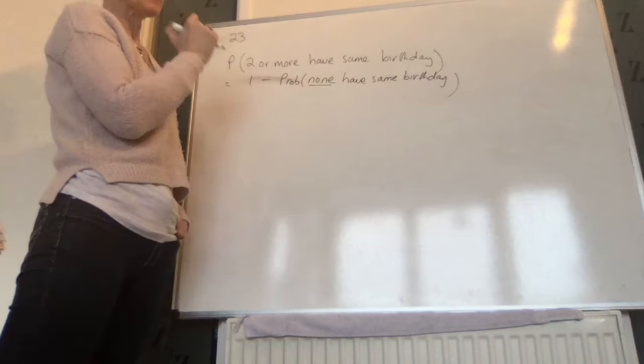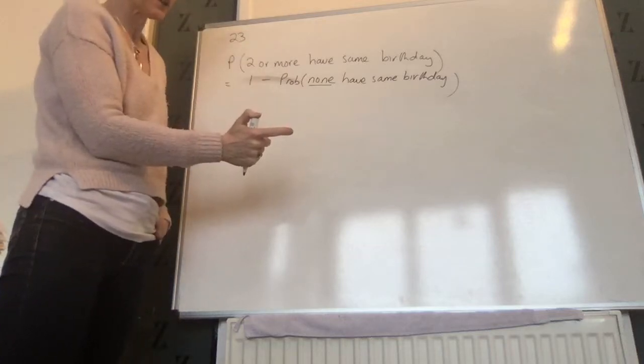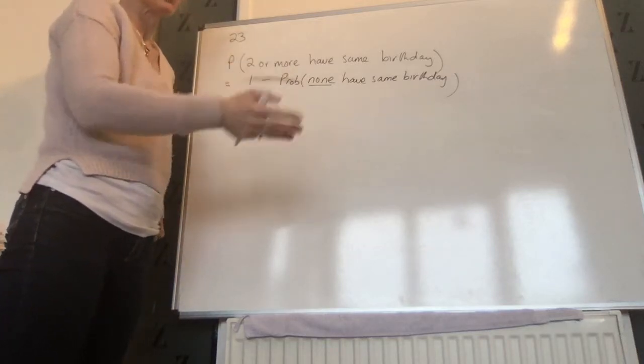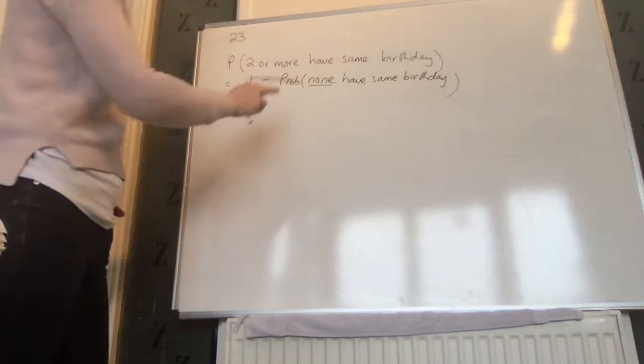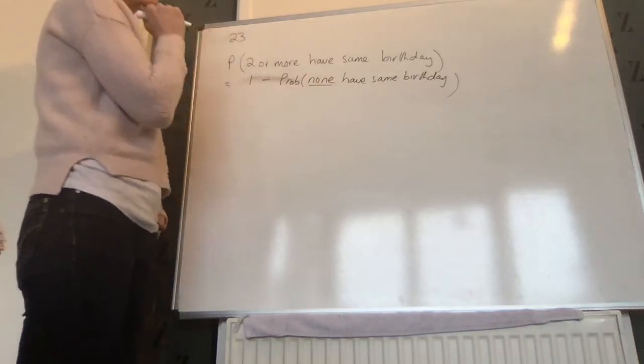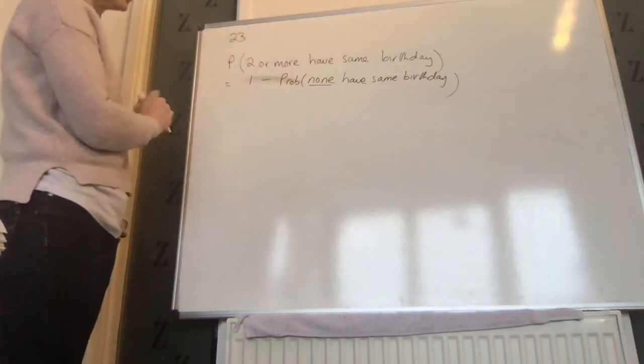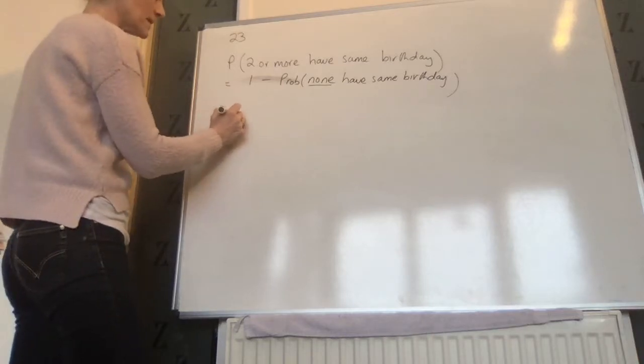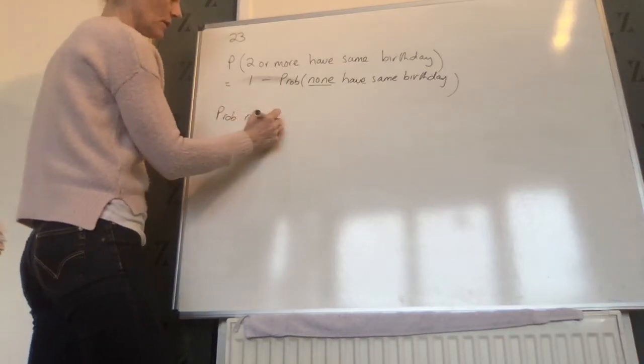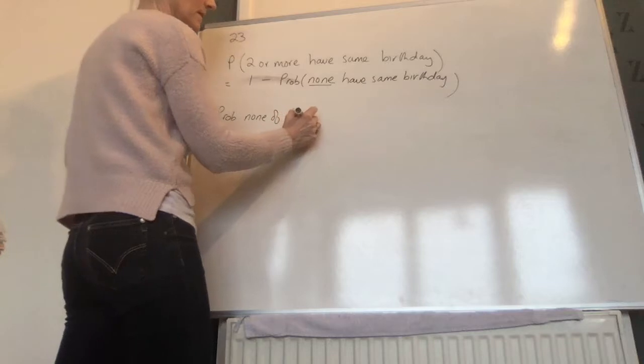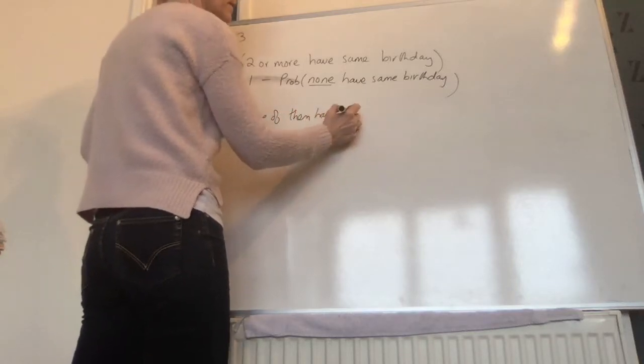Because if it's not a case that none of them have the same birthday, then it's definitely a case that 2 or more of them have the same birthday. So we need the probability that none of them have the same birthday and subtract it from 1. So first of all, what's the probability that none of them have the same birthday?